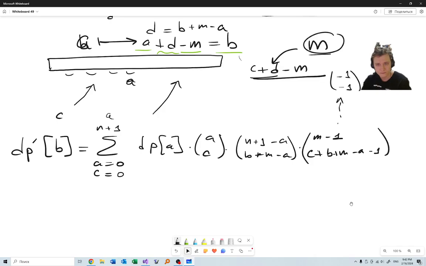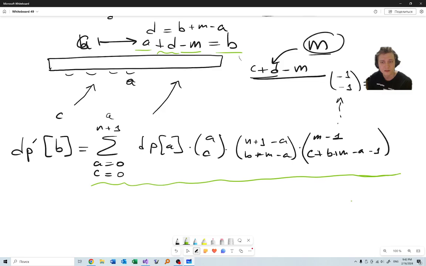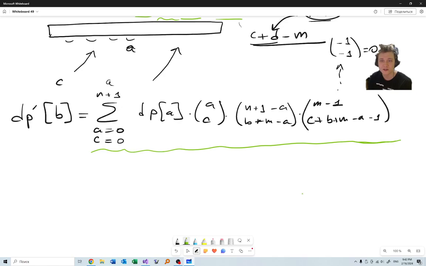Okay, this is tremendously bad. I don't like it. So definitely it's some sort of strange convolution, or at least it should be. Let's try to simplify it.